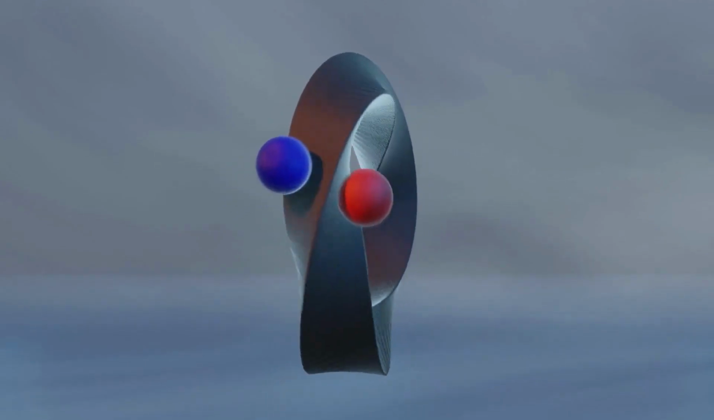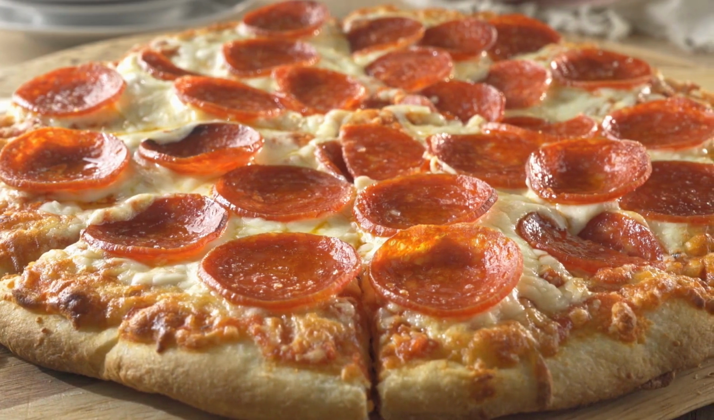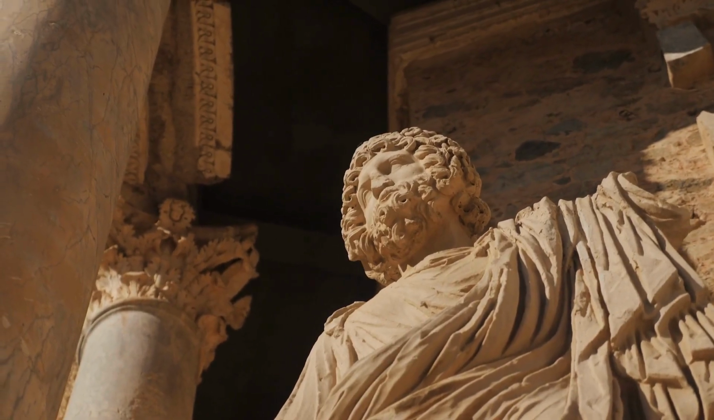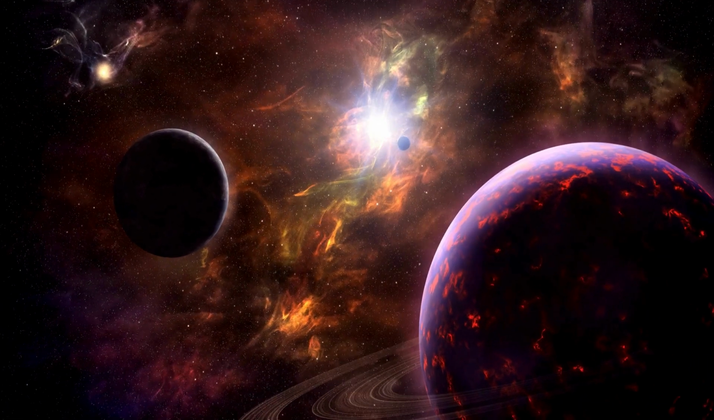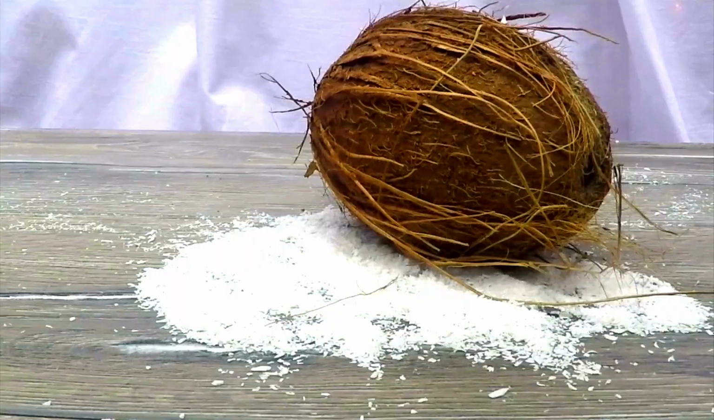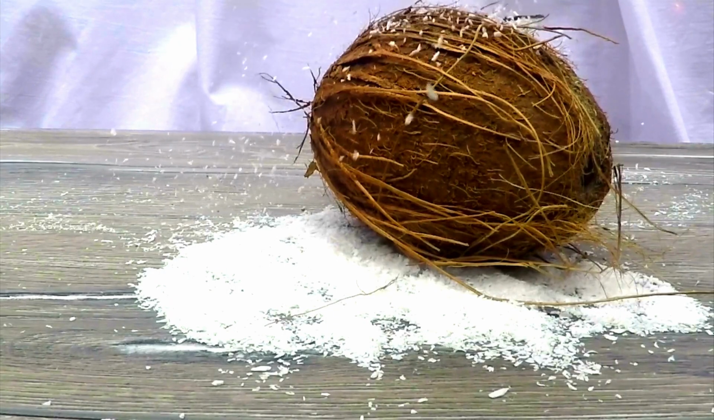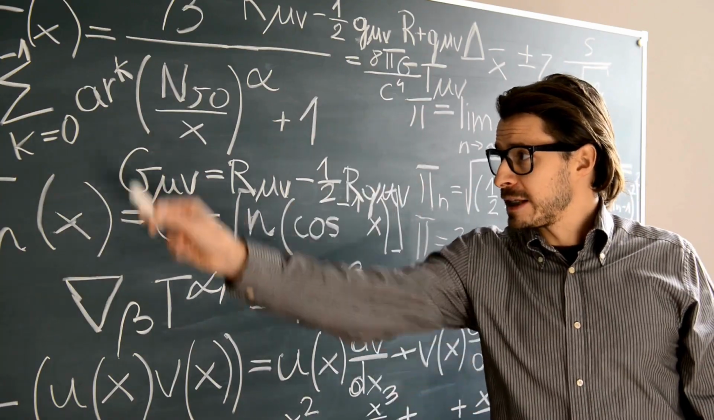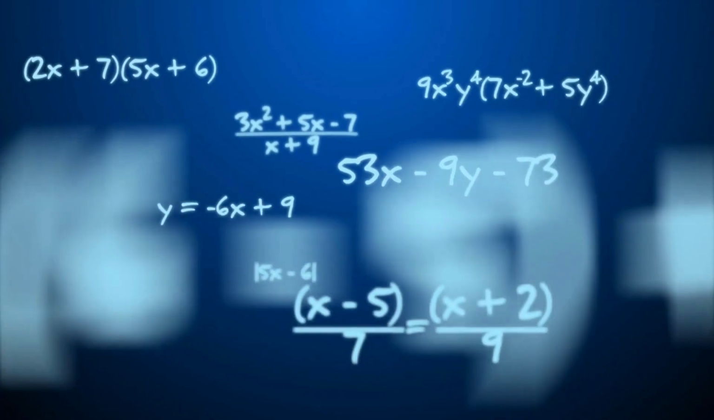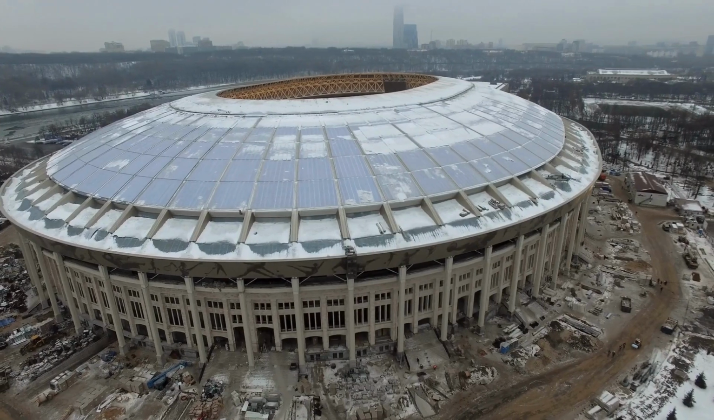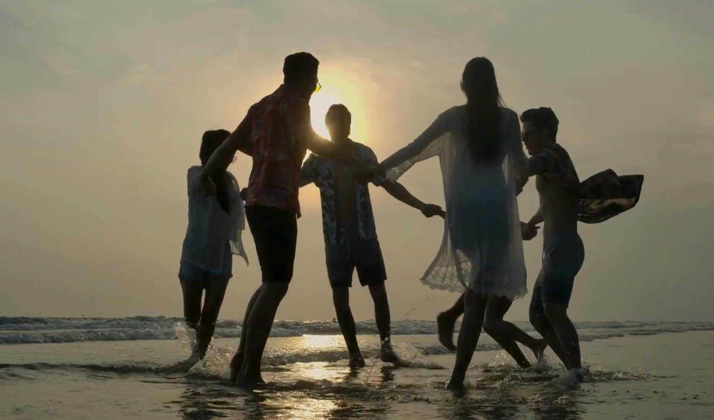To summarize, we've learned that a pizza can teach us about volume. The Romans had no numeral for 0. Graham's number is unimaginably large. Pi has an infinite number of decimal places, and the hairy ball theorem is a real thing in mathematics. Remember, mathematics isn't just about numbers and equations, it's also about understanding the world around us and sometimes having a little fun along the way.